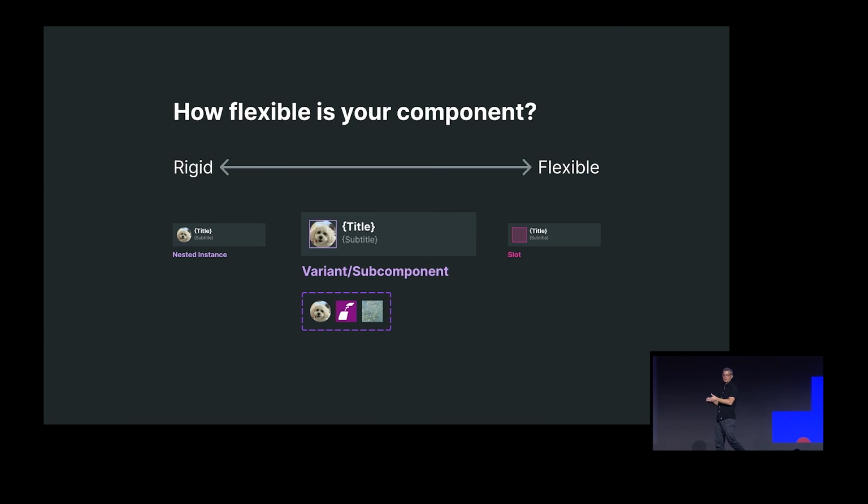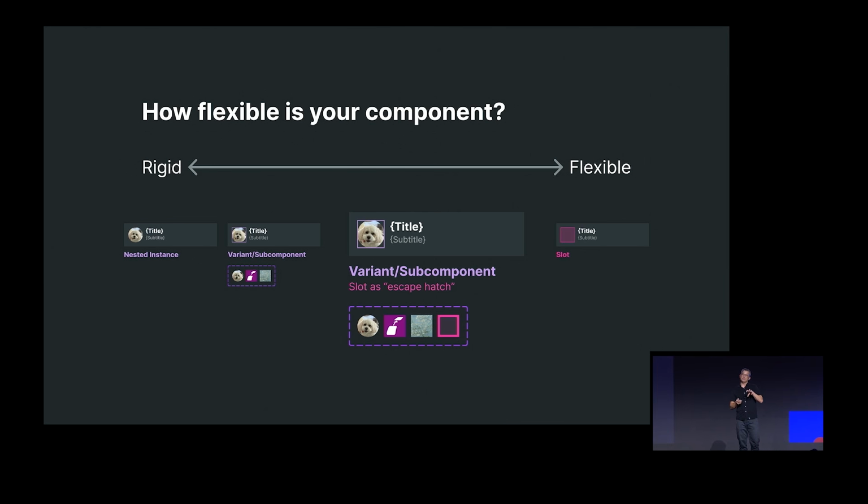In the past, we've actually used variants or subcomponents to provide that range of alternatives, the dog, the mark, or the avatar, the mark, and the image. Or we might have even started to use that slot utility as an escape hatch, the last variant of that set of different variants in the subcomponent.